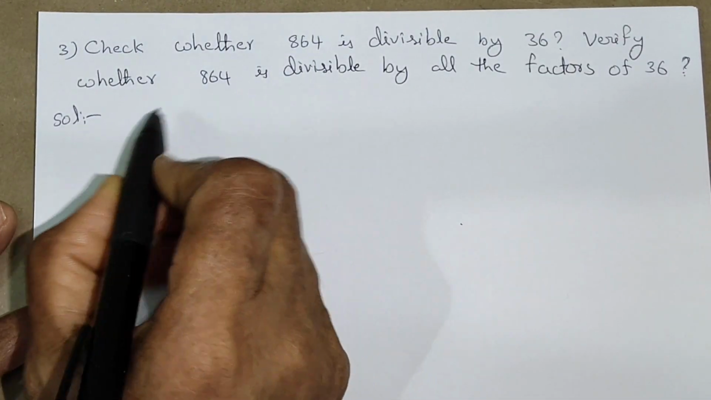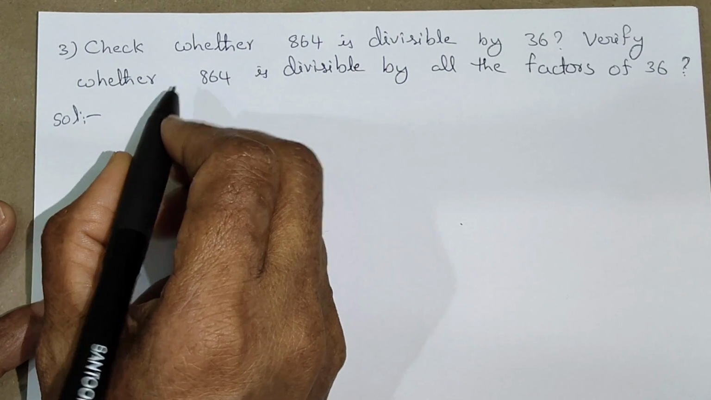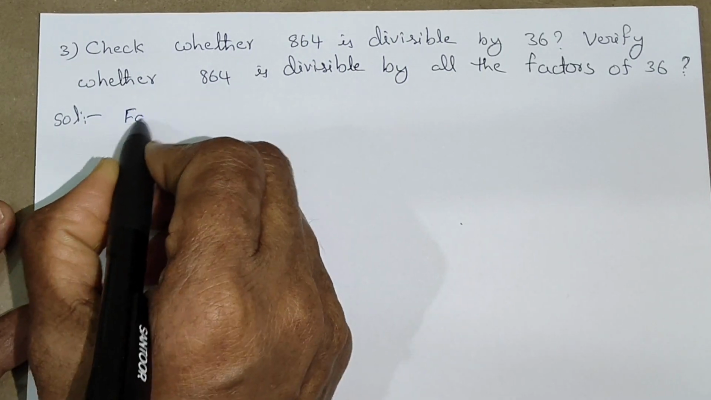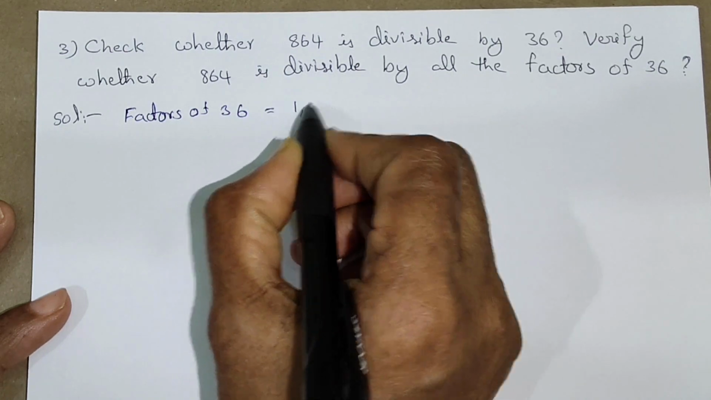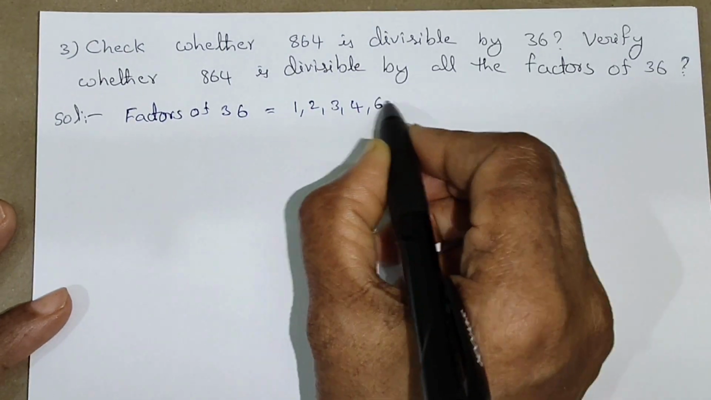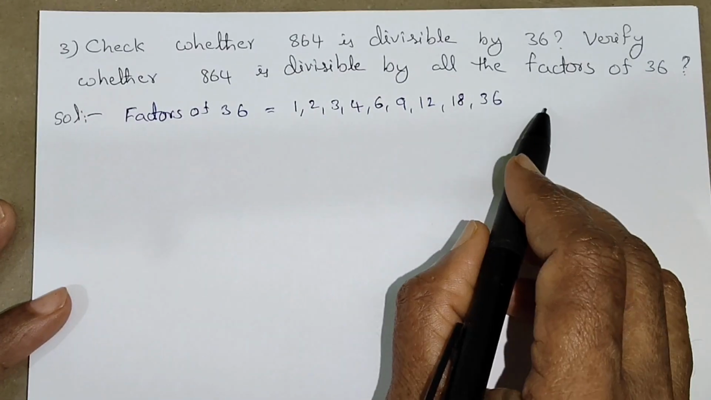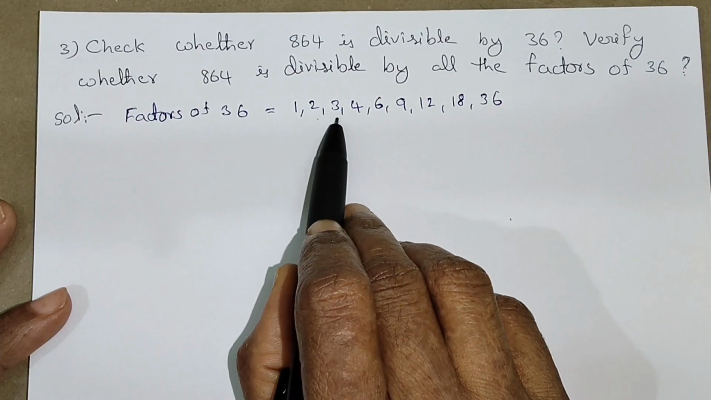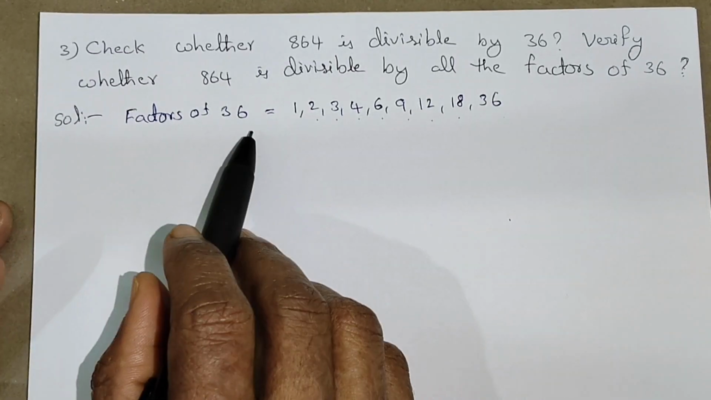So here first, your number is 864. The factors of 36 are 1, 2, 3, 4, 6, 9, 12, 18, 36. So these are the factors. 1, 2, 3, 4, 6, 9, 12, 18, 36 are the factors of 36.